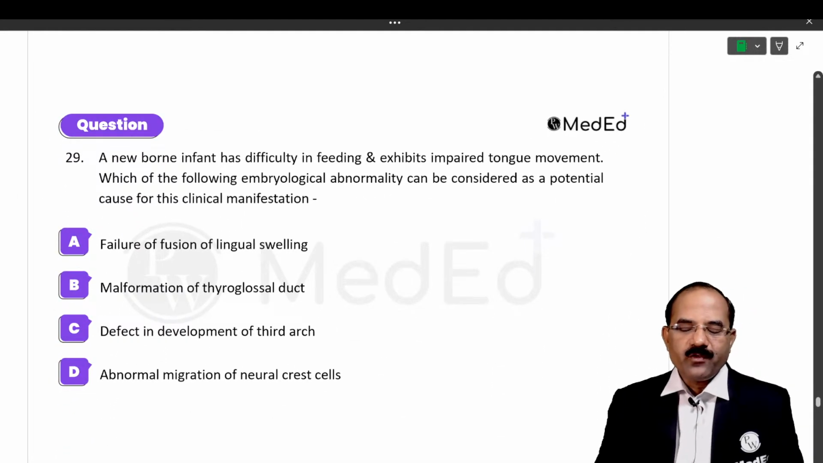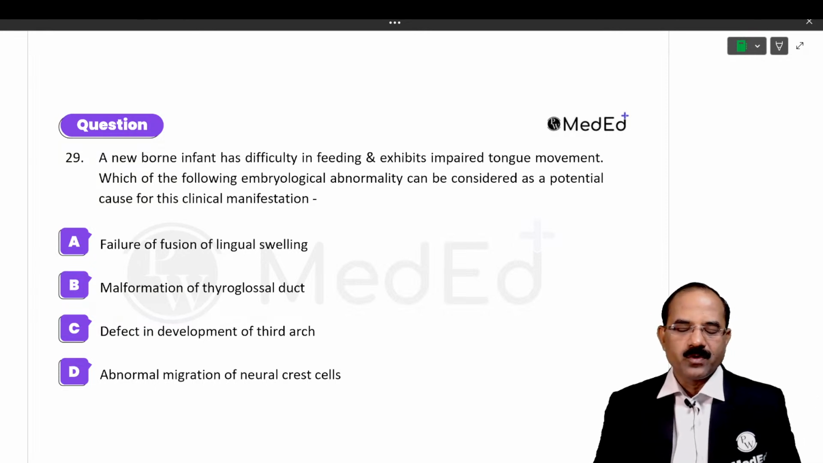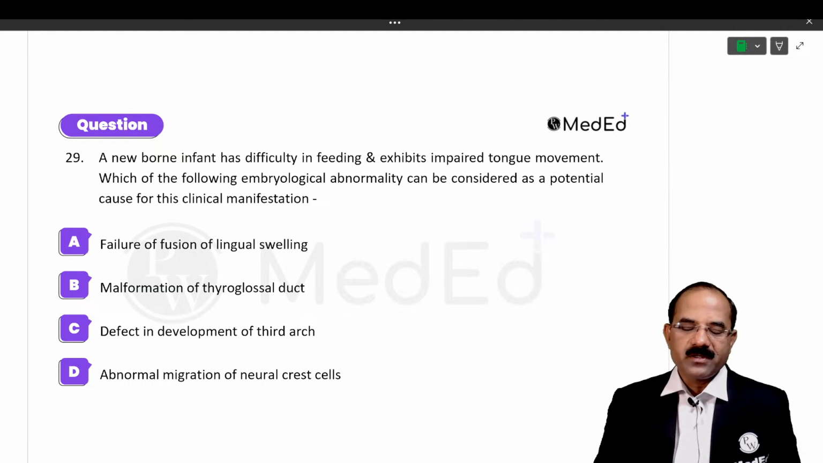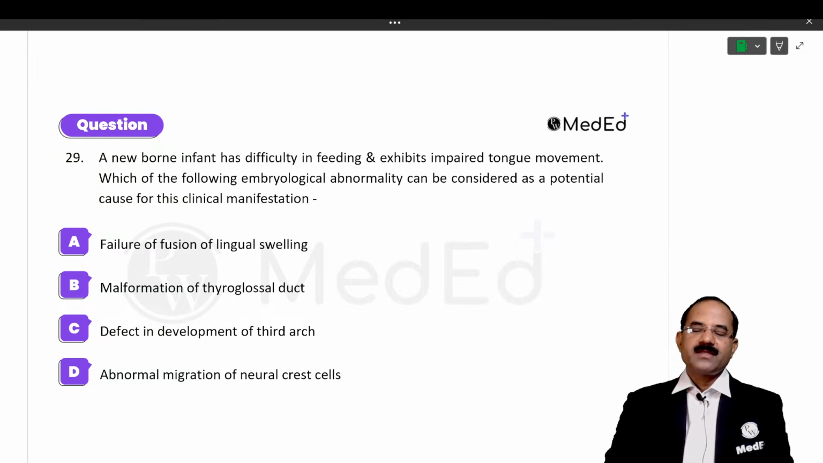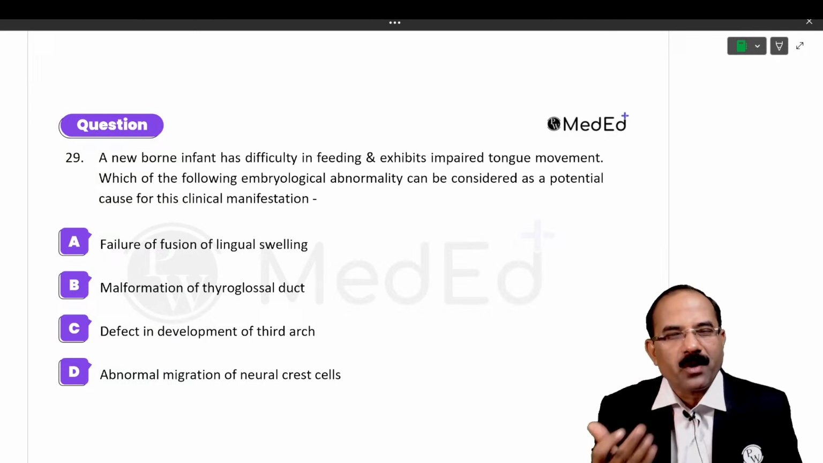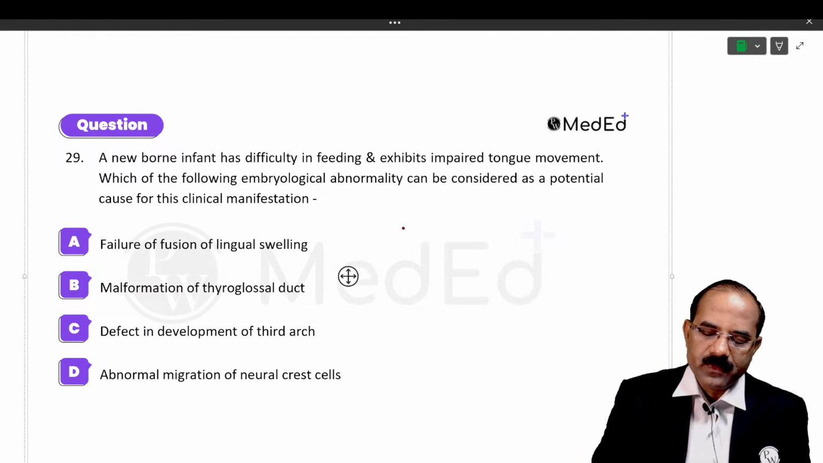A newborn infant has difficulty in feeding and exhibits impaired tongue movement. Which of the following embryological abnormality can be considered as a potential cause for this manifestation? Yes, impaired tongue movements, मतलब tongue is not properly formed. बच्चों बोल सकते हो tongue कैसे form होता है?